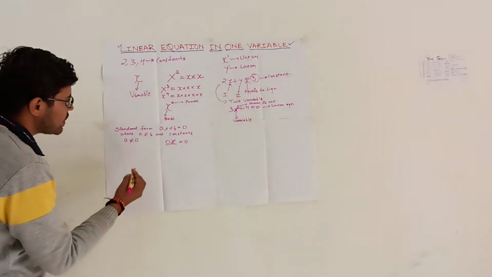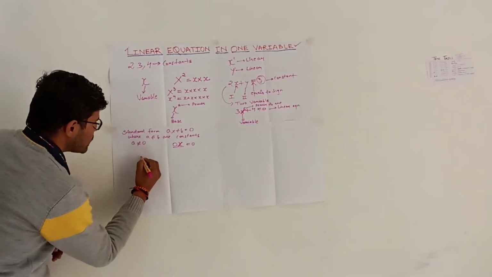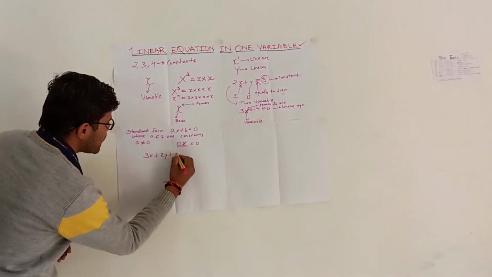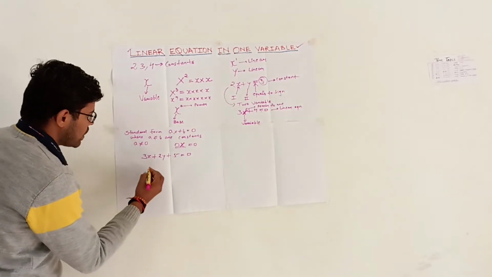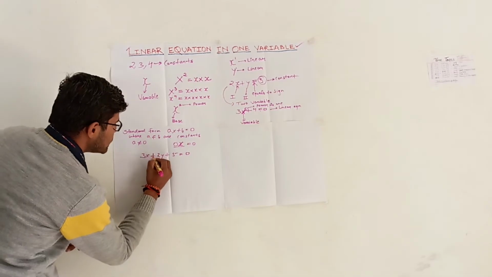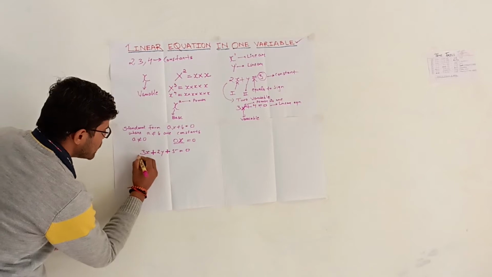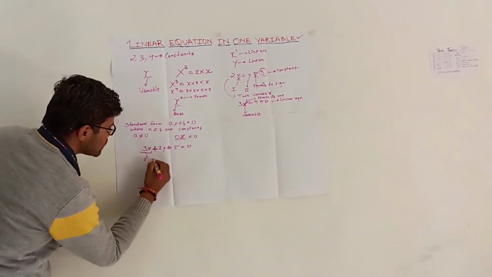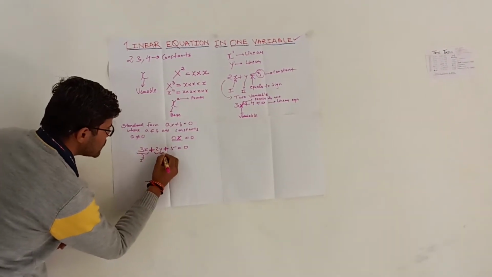To find the number of terms, suppose I give you 3x + 2y + 5 = 0. This is an equation. Now, to find the number of terms, just see the sign. Sign segregates the number of terms. From here onwards, this is one term, and again there is a plus sign. Now the term is separated. This is a new term.